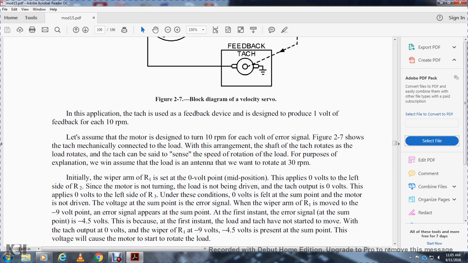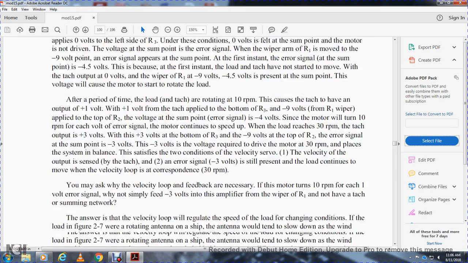Under these conditions, there is 0 volts at the summing point and the motor is not driven. Now say the wiper arm of resistor 1 is moved to the negative 4.5 volt point. The error signal at the summing point will be negative 4.5 volts at the first instant. The load and tach have not started to move and the tach output is 0 volts. The wiper of resistor 1 is at negative 4.5 volts, so that voltage will cause the motor to start to rotate the load.